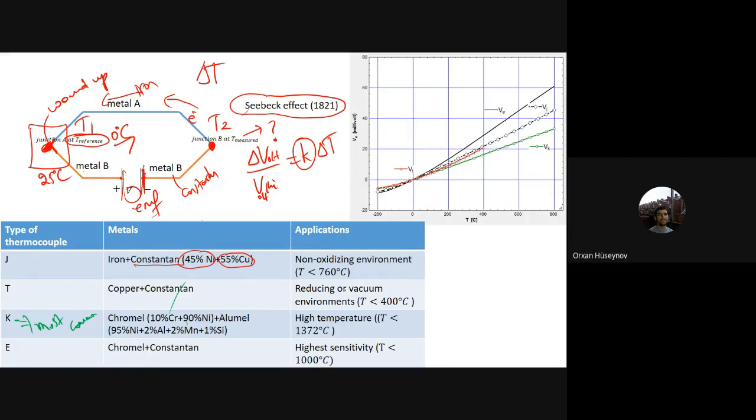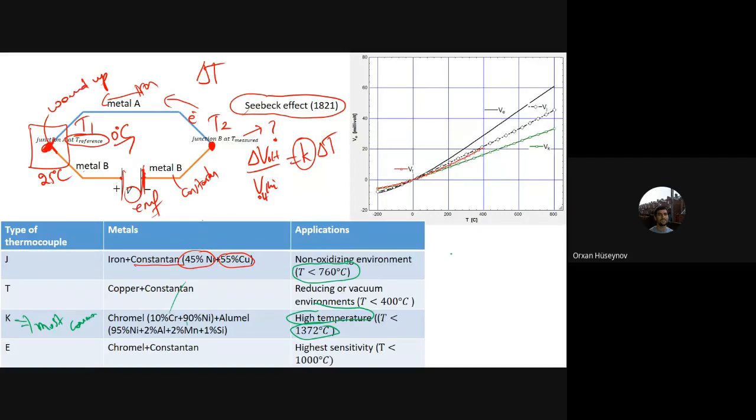Or the reducing and the vacuum environments, it is best to use T-type thermocouple. Okay? And if you are looking for high temperature values, use this one, K-type thermocouple. And you can also see the second reason, there is a limiting temperature here, 760 degrees Celsius. It is better to use under that temperature.